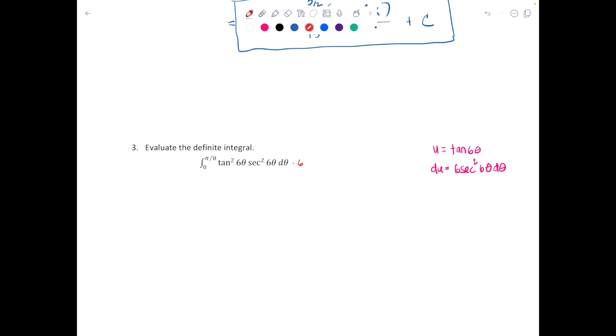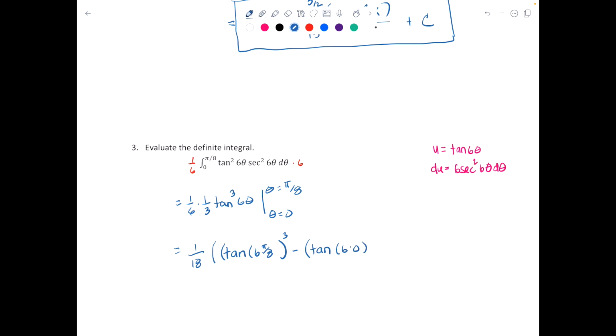So if I multiply on the inside by 6 and then divide by 6 on the outside, so this will be 1/6. Using that general power rule, we'll have 1/3 tangent cubed at 6 theta. And then that's going from theta is 0 to theta is pi over 8. So that'll give us 1/18. And then we'll have our tangent function cubed. And then we'll have 6 times pi over 8 for the upper limit of integration, minus 6 times 0 inside for the angle for the lower limit of integration.